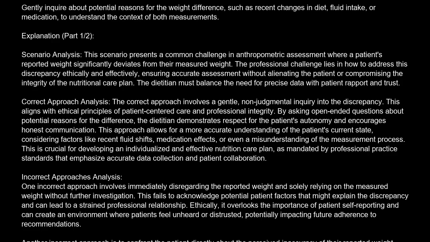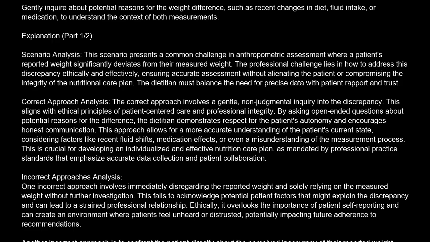Correct approach analysis. The correct approach involves a gentle, non-judgmental inquiry into the discrepancy. This aligns with ethical principles of patient-centered care and professional integrity. By asking open-ended questions about potential reasons for the difference, the dietitian demonstrates respect for the patient's autonomy and encourages honest communication. This approach allows for a more accurate understanding of the patient's current state, considering factors like recent fluid shifts, medication effects, or even a misunderstanding of the measurement process.